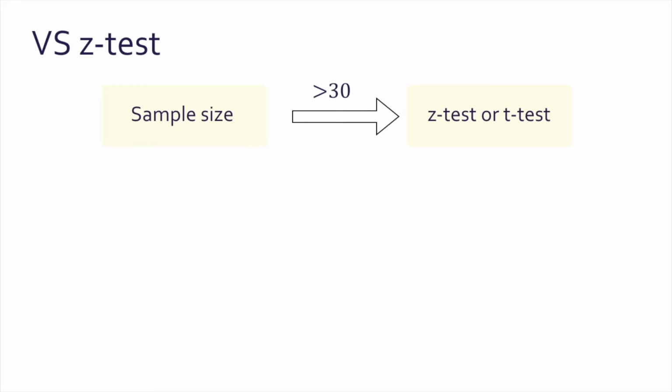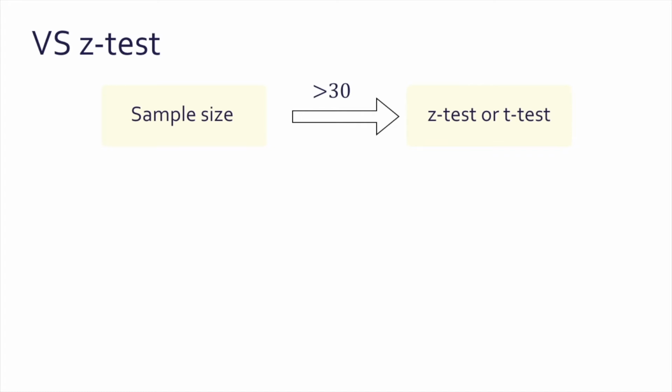Now let's figure out when we use the t-test as opposed to the z-test. The first question we're going to ask is, what is our sample size? In case it is more than 30, it doesn't really matter. We can use either, since the t-test for values of n more than 30 is going to approach the values we get with the z-test.